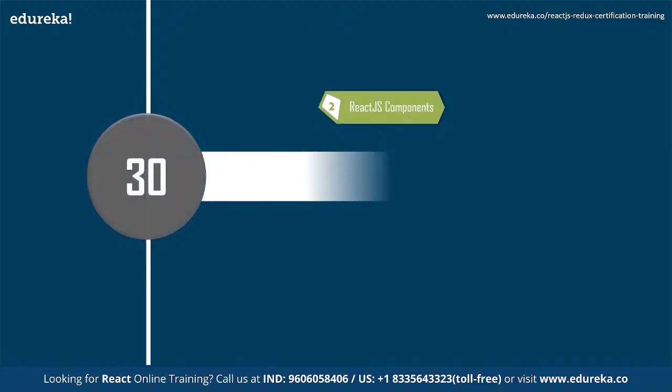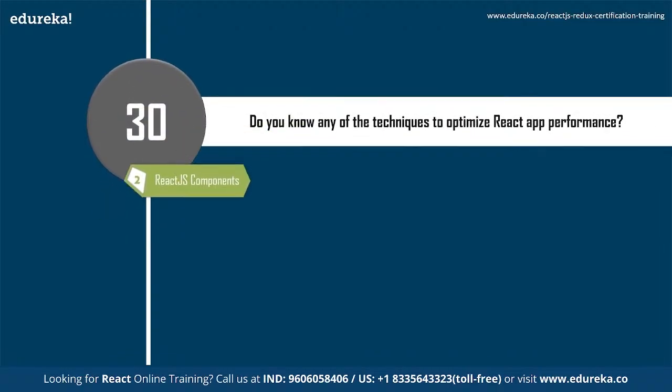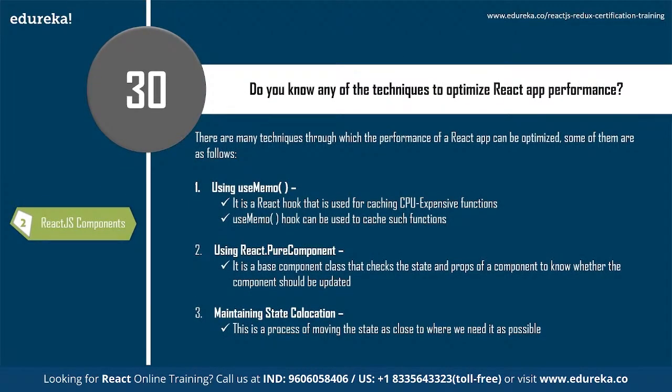Now moving to the next question, that is, do you know any of the techniques to optimize React app performance? So there are many techniques to optimize React app performance, but some of them are using the useMemo function, using React.PureComponent, and maintaining state colocation. So when I say using the useMemo function, it is a React hook that is used for caching CPU expensive functions. Sometimes in a React app, a CPU expensive function gets called repeatedly due to re-renders of a component, which can lead to slow rendering. Now, this useMemo hook can be used to cache such functions.